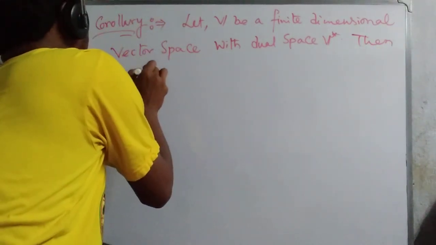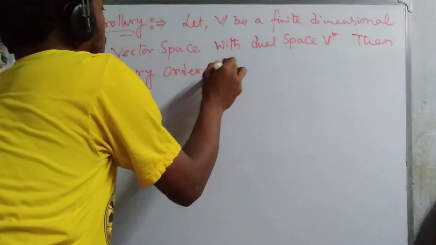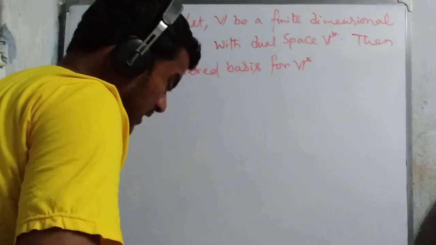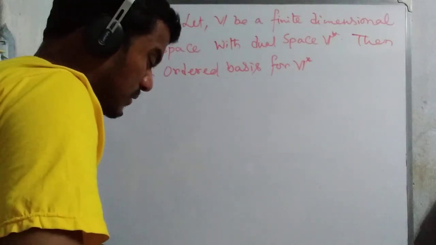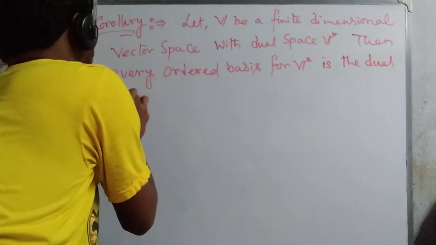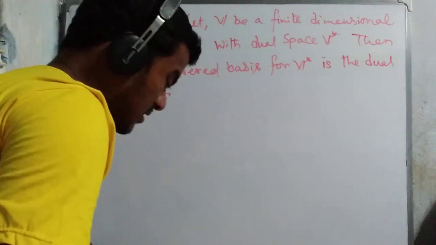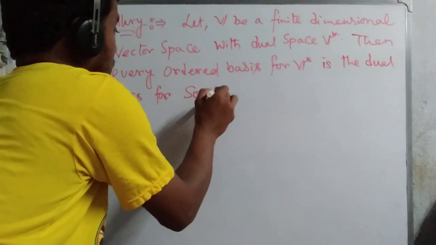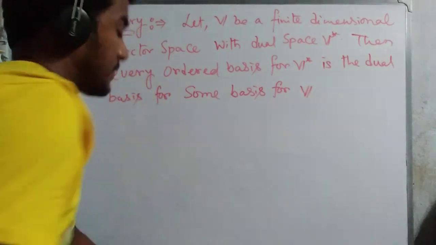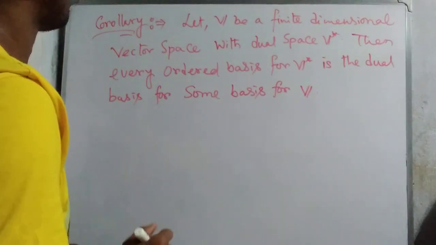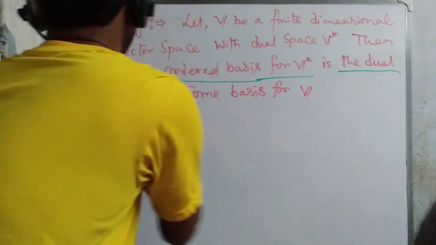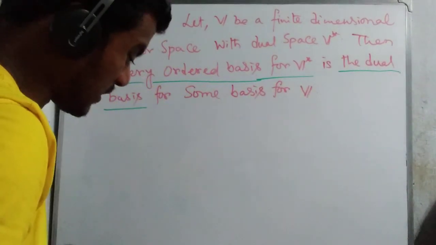Then every ordered basis for V star is the dual basis for some basis for V. Every ordered basis for V star is the dual basis for some basis for V.